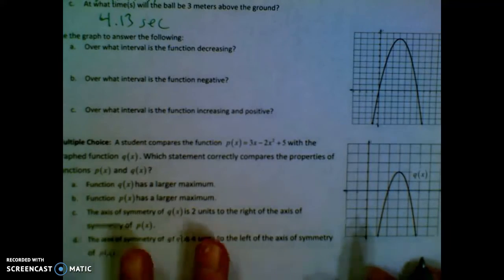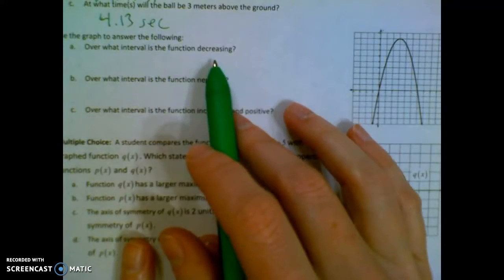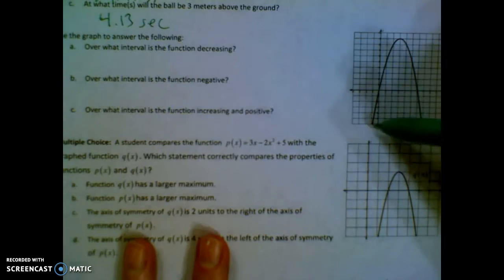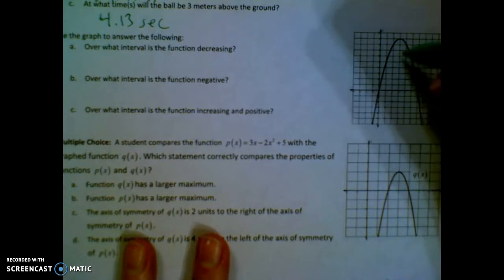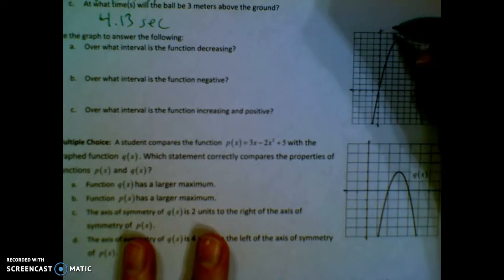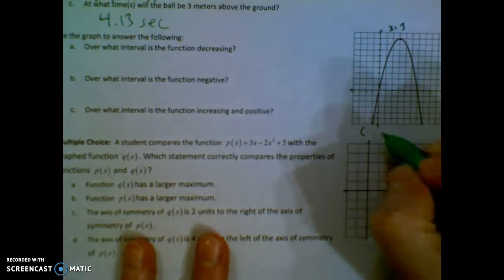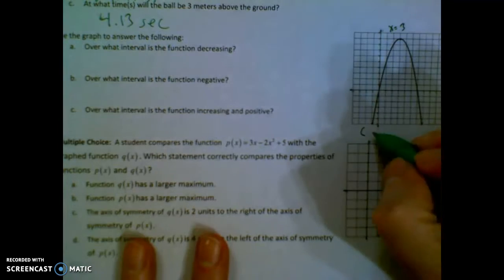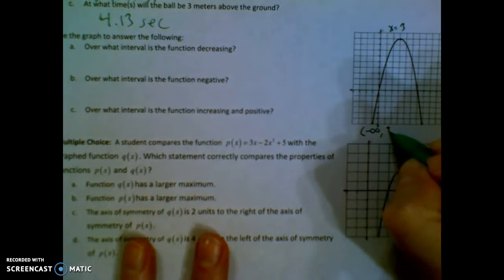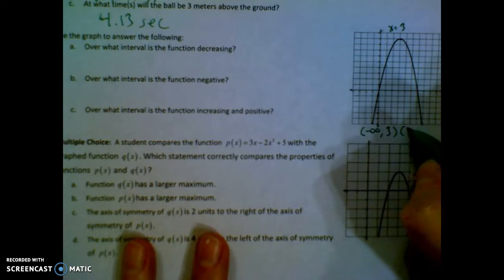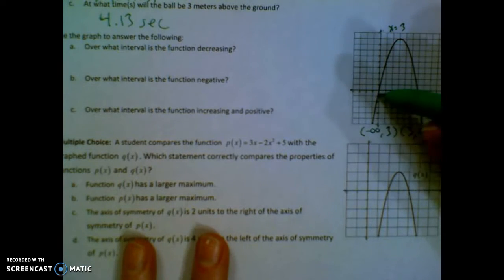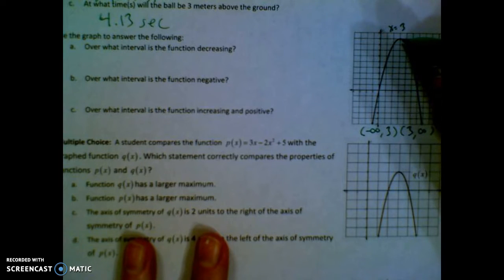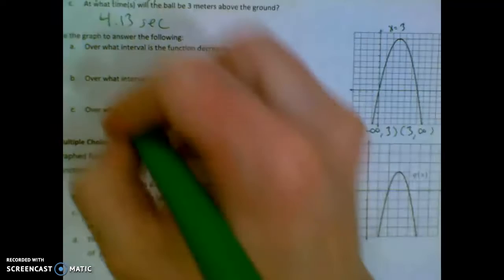Question 36 says, over what interval is the function decreasing? Well, increasing and decreasing change at the vertex. So if you find 1, 2, 3, this occurs at x equals 3. It changes over. So something is happening between negative infinity and 3, and then something else is happening between 3 and infinity. I can see that it's going up, so it's increasing until that point, and then it changes over and becomes decreasing. So decreasing is 3 to infinity.